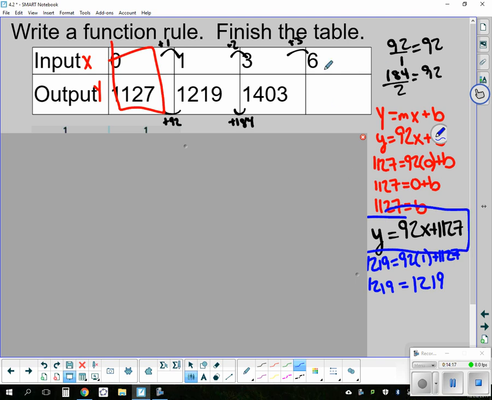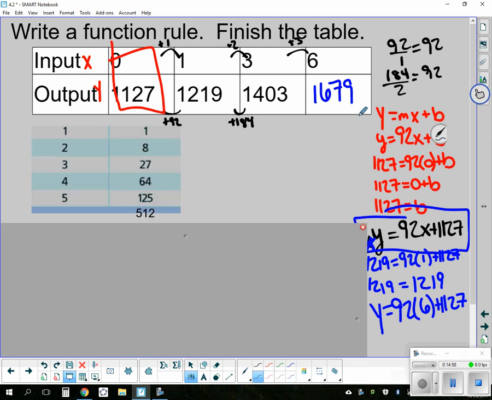The rest of the problem says to finish the table. Well, I have a blank right here. I know my x is 6, and I just need to find my y. All you have to do is plug in what you know. I don't know my y, so I'm plugging into my function rule: 92 times my x, which is 6, plus 1127, and it's just a matter of calculating it. 92 times 6 plus 1127 gives me a y value of 1679. You've done this before where you plug in your x to find your y. No big deal, you just had to come up with the equation first. Okay, let's look at the second problem.